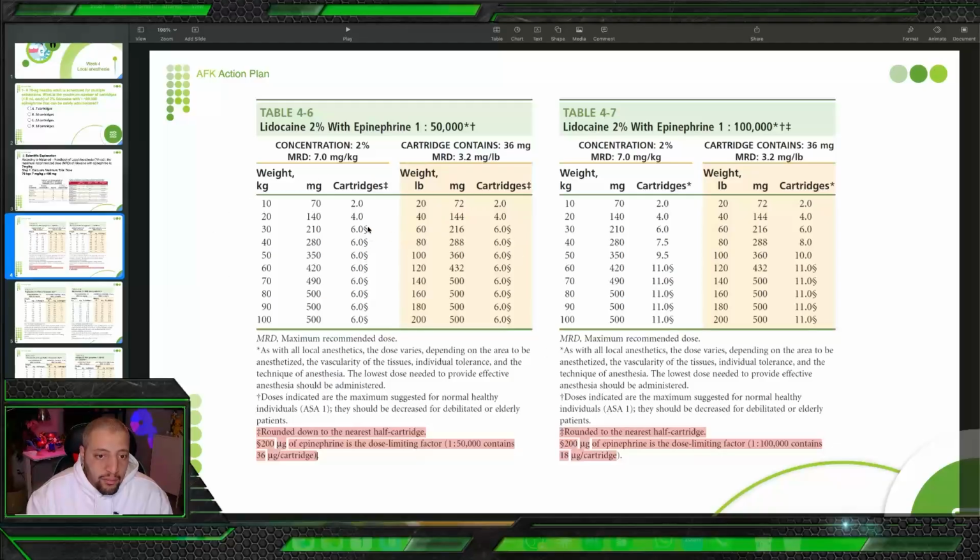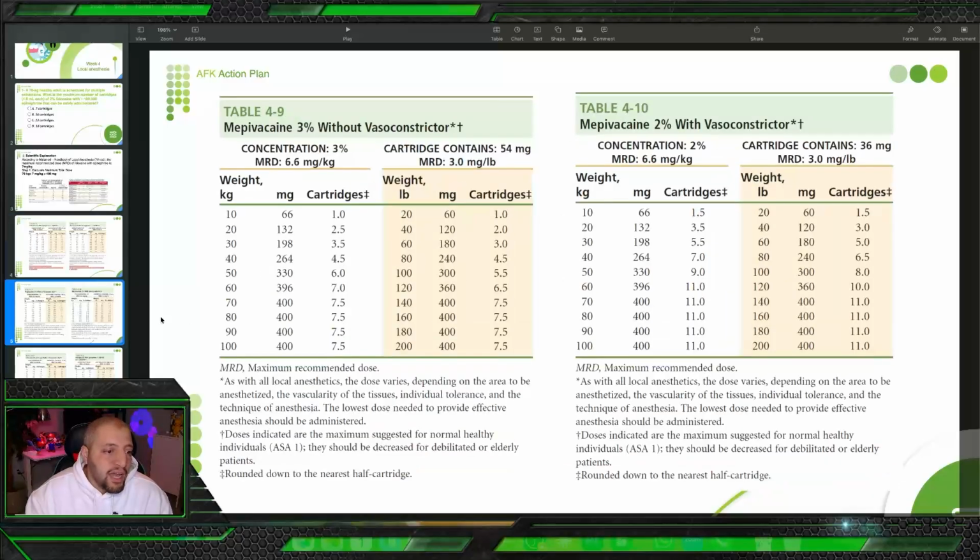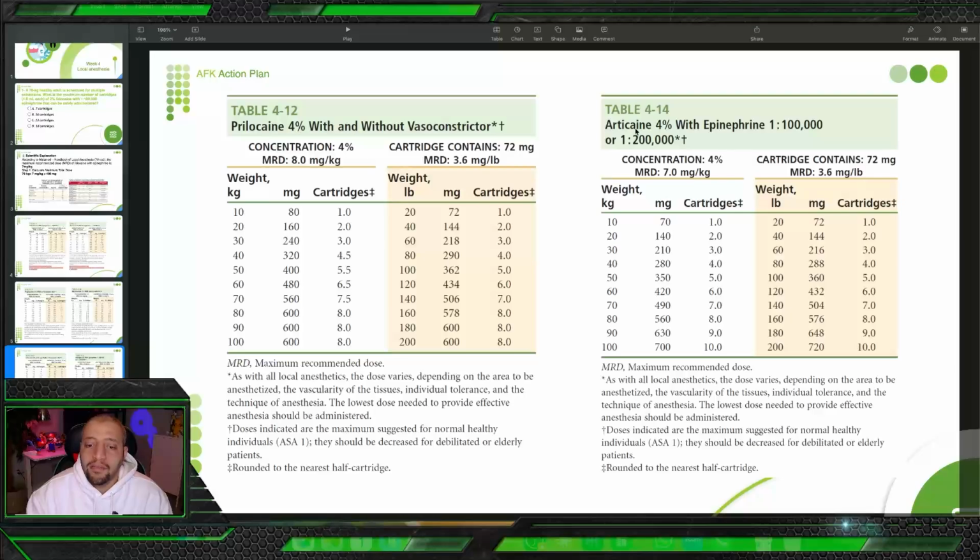And here is the other number. So here the cutoff, or the determining factor, is the LA itself. Here, as you can see, the sign is related to the epinephrine. And I share with you the other: mepivacaine 3%, mepivacaine 2% with vasoconstrictor, and prilocaine and articaine.